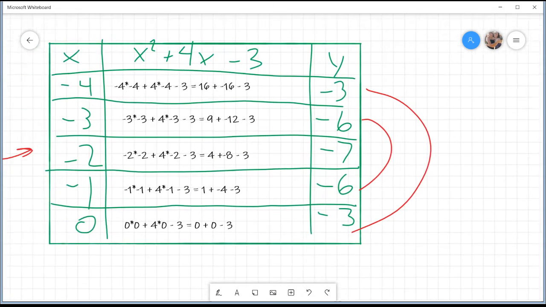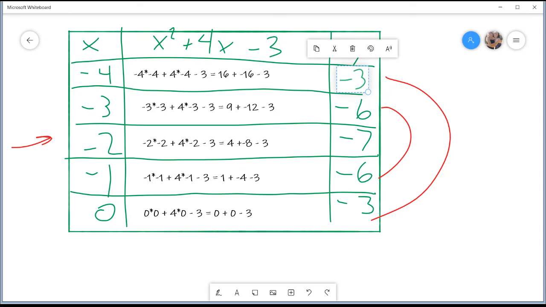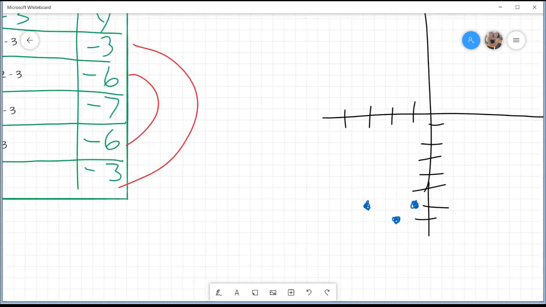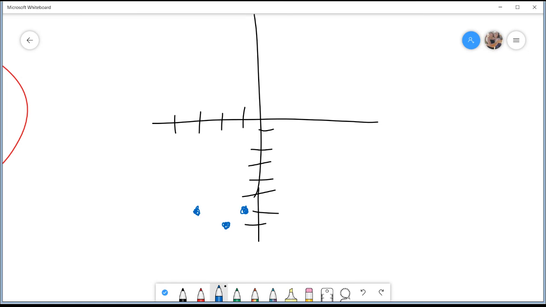Then our last 2 points are negative 4, negative 3, and 0, negative 3. Negative 4, negative 3 is right here, and 0, negative 3 is right here. So now we have a curve that looks kind of like this. So instead of the straight lines or the bent lines or the V's that we got yesterday, we're going to have an actual curve because we followed through with this.